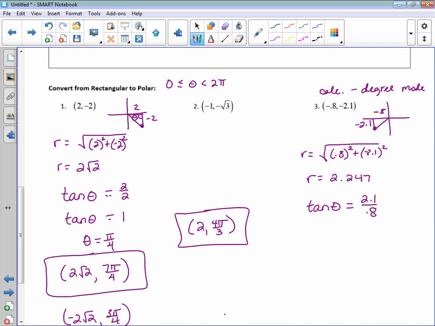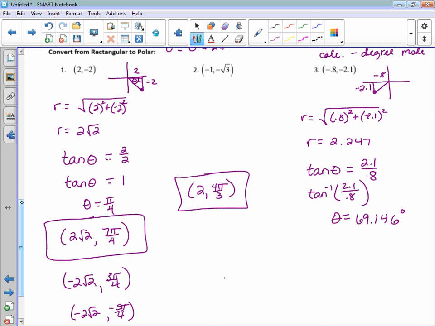What are you going to use on your calculator to find the angle? Yeah, the thing with the -1, the inverse tangent. So key in inverse tangent 2.1 over 0.8. And to 3 decimal places, what do you get? 69.1. Okay, 69.146 degrees. That is not in the third quadrant. Are you in degrees?